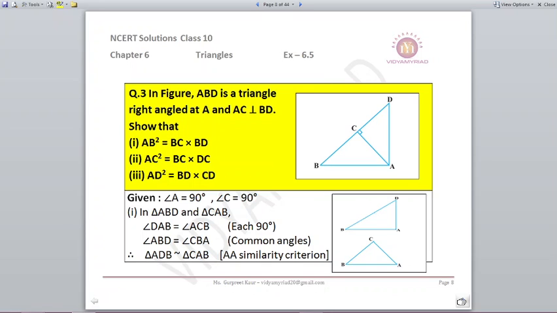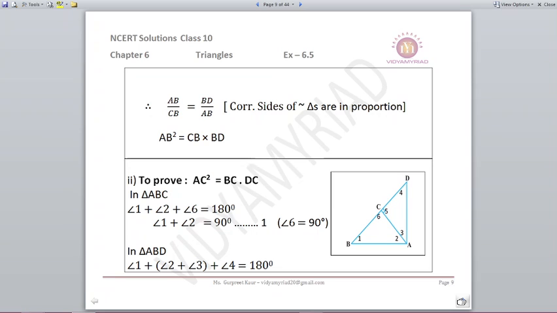If we look at both the triangles, we see that angle DAB and angle ACB are both 90 degrees. And we have angle ABD is equal to angle CBA. This is a common angle. Angle B is common here. So by AA criteria, both the triangles are similar. And when triangles are similar, their sides will be in proportion, which means AB upon CB is equal to BD upon AB, because corresponding sides of similar triangles are in proportion, which means AB square is equal to CB into BD, and hence we have proved the first part.